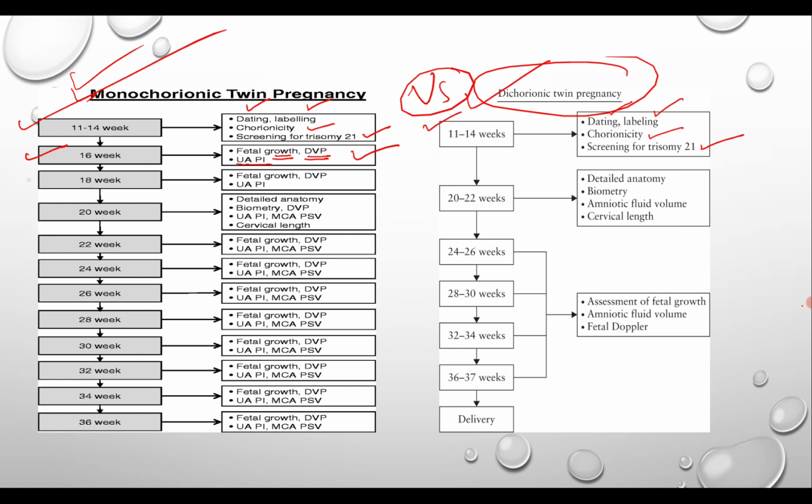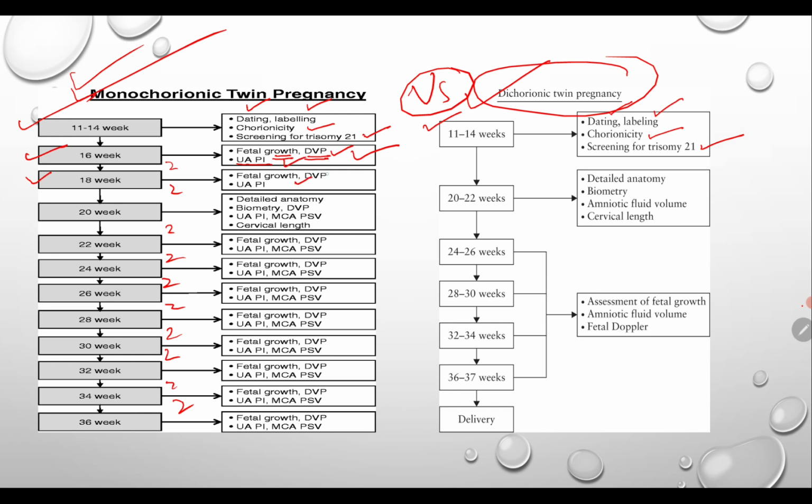Then you have to follow every 2 weeks, very important. You follow every 2 weeks till the date of delivery; usually the monochorionic twin pregnancy is terminated at 36 weeks. So basically, 11 to 14 weeks start with dating, labeling, chorionicity and screening for trisomy 21. Then the next scan is from 16 weeks onward, every 2 weeks till 36 weeks, and from 16 weeks you start with fetal growth, ductus venosus, deepest vertical pocket and umbilical artery PI.